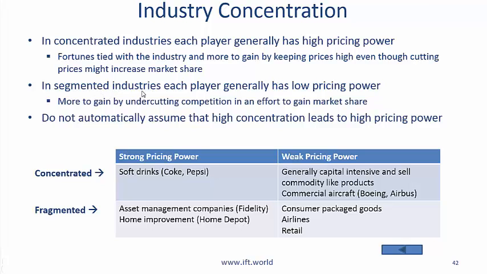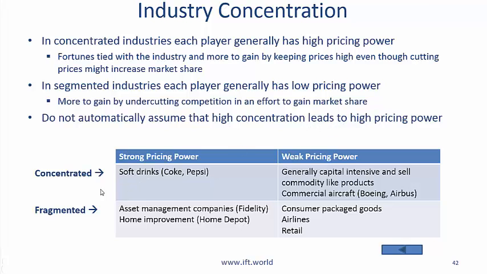In segmented industries, segmented is the opposite of concentrated. So lots of small players. Here each player has low pricing power, there is more to gain by undercutting competition in an effort to gain market share. Now, you might think that high concentration automatically means high pricing power, but this is not always the case.